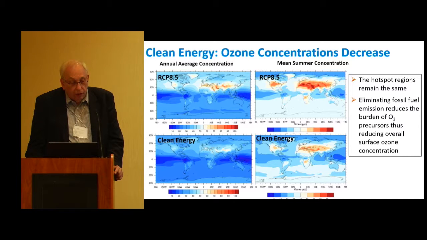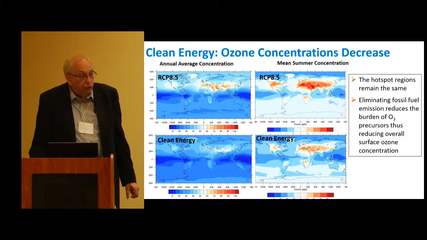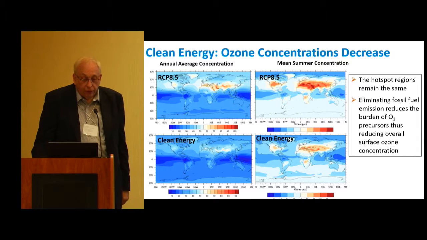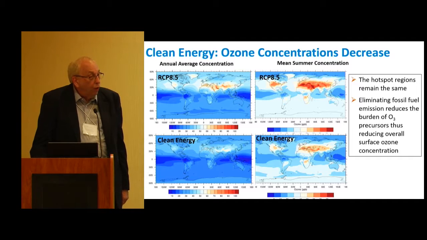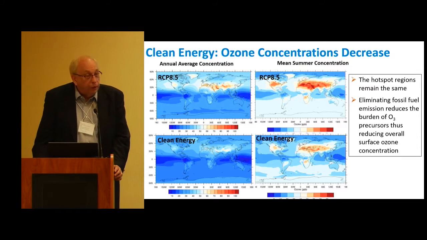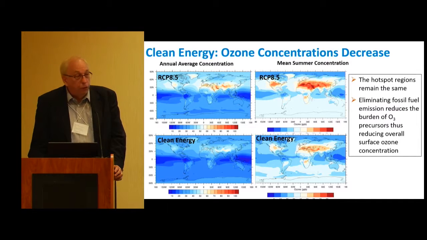So if we look now, this is in concentrations of ozone, not in terms of exceedances, the overall amount of ozone produced around the world drops by a large amount relative to the RCP 8.5 scenario, such that, as you will see, corresponding to that is a very significant decrease in the number of exceedance days as well.